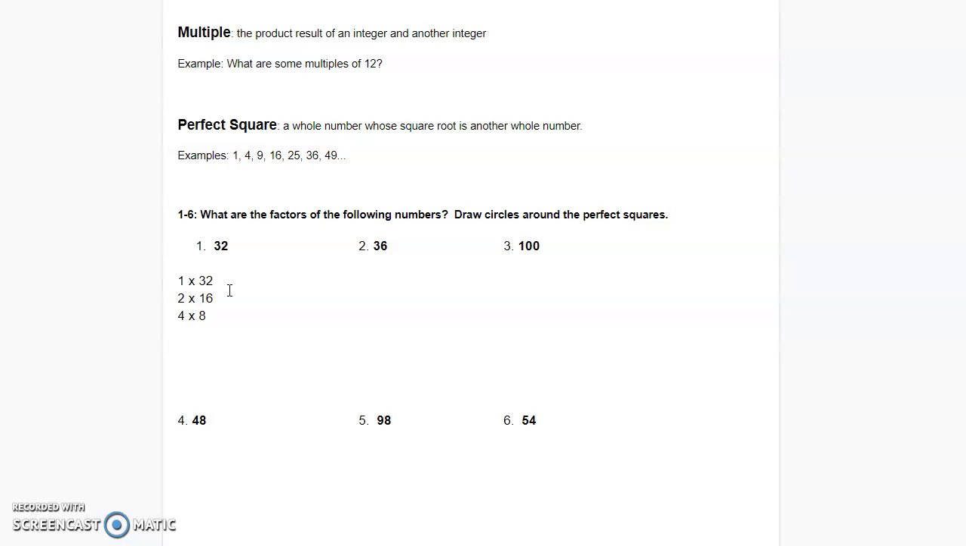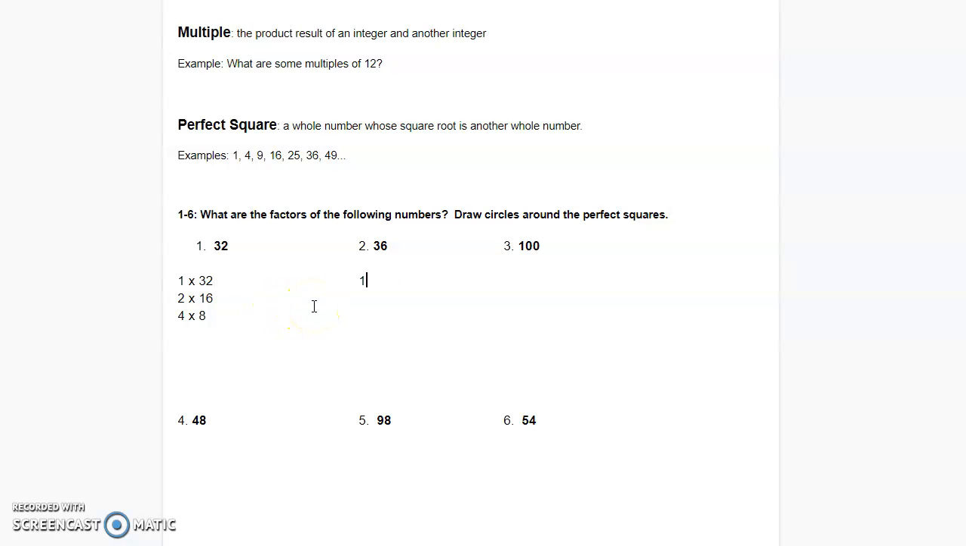No. And if you notice, in this there are actually 3 perfect squares: 1, 16, and 4. There are that many inside of it. Those are all 6 factors of 32, and there are 3 perfect squares within the factors of 32.